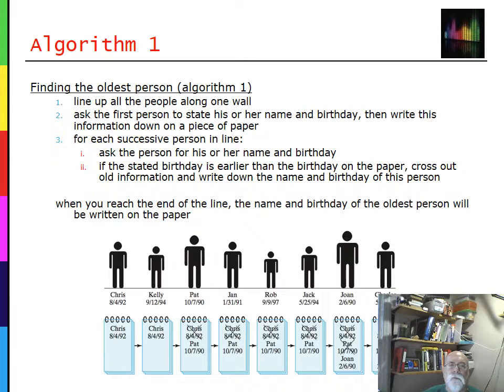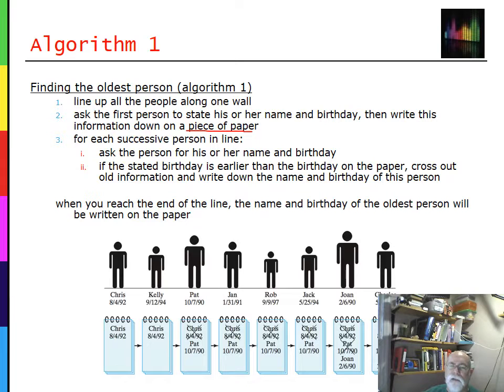So the first one they called algorithm 1, and you line up all the people along a wall. You ask the first person to state his name and his birthday, and you write that down on a piece of paper. You then go to the second person and ask them, or tell them their name and their birthday. If the second person's birthday is older than the first person's, you scratch out the first person and write down the second person.